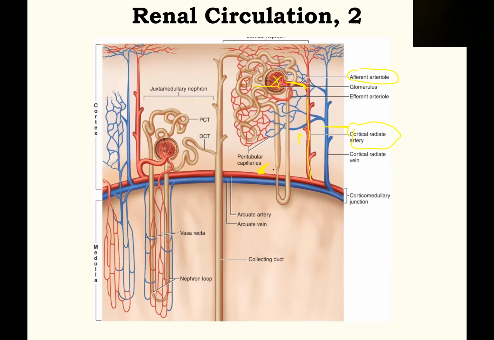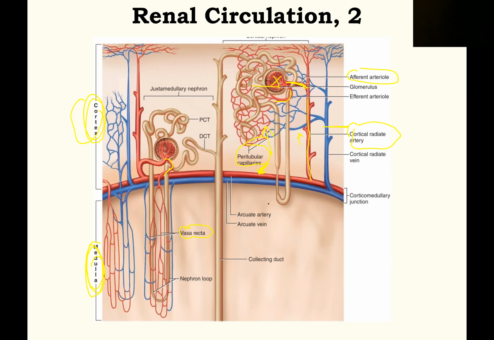The glomerulus empties into the efferent arteriole, which is this tube here. And that's going to lead to a capillary bed. The name of the capillary bed depends on if it's in the renal cortex or if it's down in the renal medulla. If the capillary bed is in the renal cortex, we call it the paratubular capillaries. And so that's all these little red and blue tubes. If, however, it's down here in the renal medulla, we call it the vasa recta.